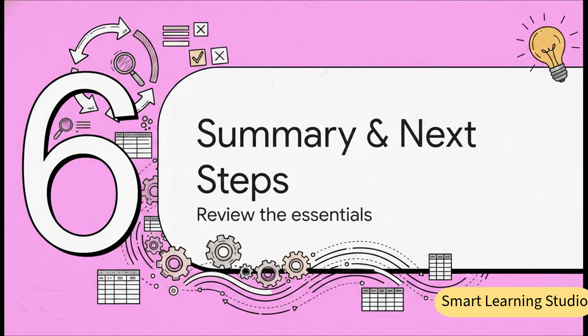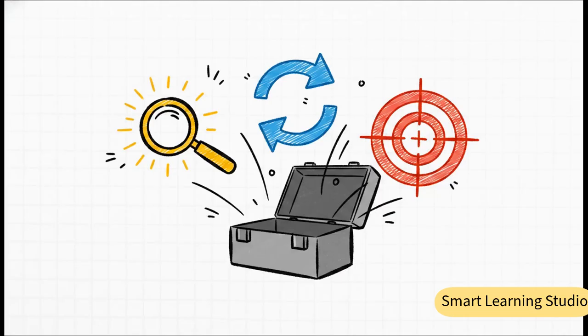Finally, Section 6, Summary and Next Steps. Okay, let's bring it all together. These are the essentials you need to completely conquer your spreadsheet. You've got the Find tool, accessed with Ctrl F to locate data instantly. You've got the Replace tool, accessed with Ctrl H to automate changing old values to new ones. And Go to Special, accessed with F5 to locate specific types of cells, like blanks or errors, so you can take immediate action.